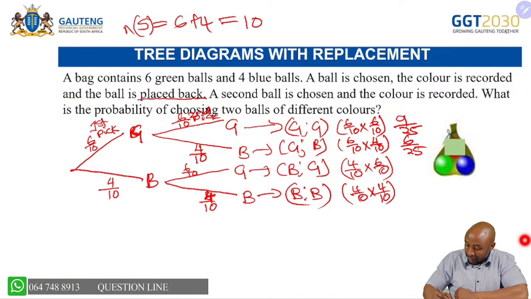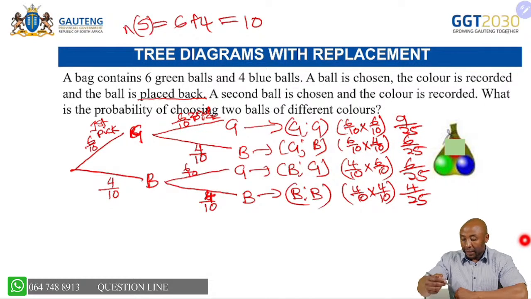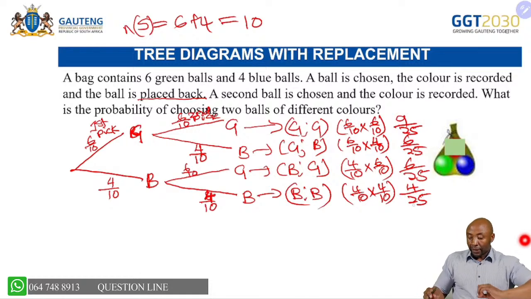That one is just the change, so it will also give us 6 over 25, and this one will give us 16 over 100, which will give us 4 over 25. If you add these probabilities, you will realize that they will give us 1. 9 plus 6 plus 6 plus 4, that will give us 25 over 25. So our probability outcomes are correct. They are giving us the sample space.